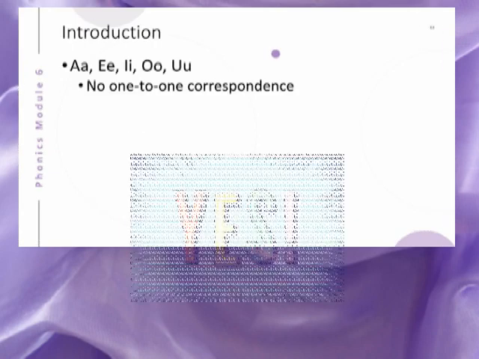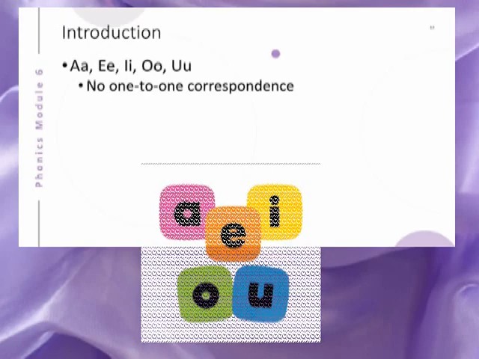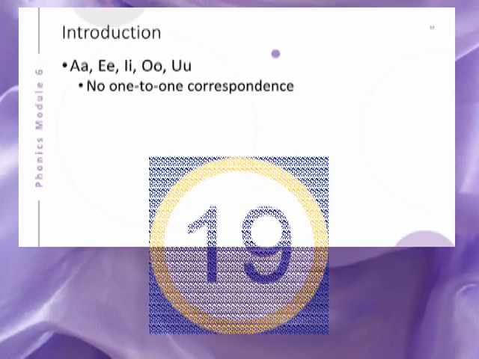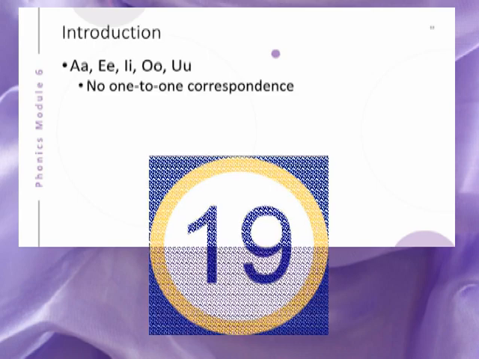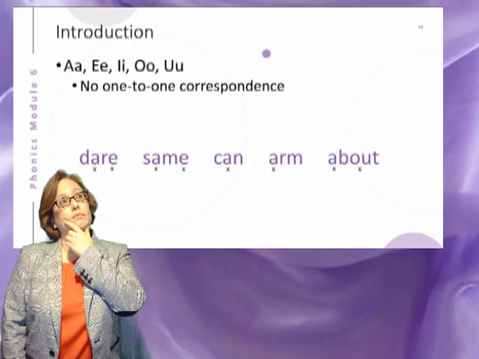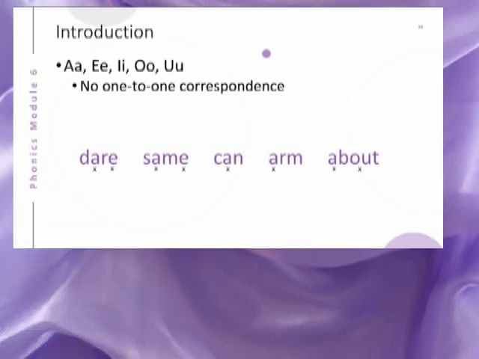Now let us turn our attention to the vowels that do represent phonemes. These 5 vowels, alone and in combination with another vowel, represent the 19 vowel phonemes of our language. Therefore, there cannot be a one-to-one correspondence between phoneme and letter. Study these words and say them out loud. We can see that one vowel, the A, represents at least 5 different phonemes.